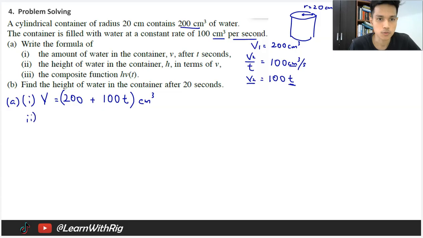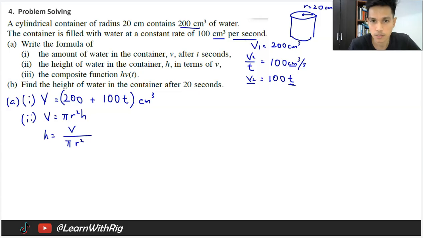Okay, next, number 2, the height of water in the container, H in terms of V. Since this is a cylindrical container, what's the formula of a cylinder? The volume of a cylinder is equal to pi r square times h. Now you want to make h the subject. So h is equal to V over pi r square. So this is your equation.